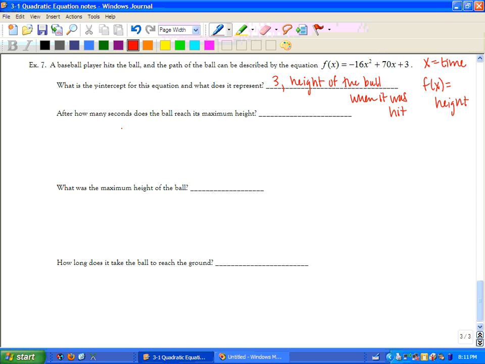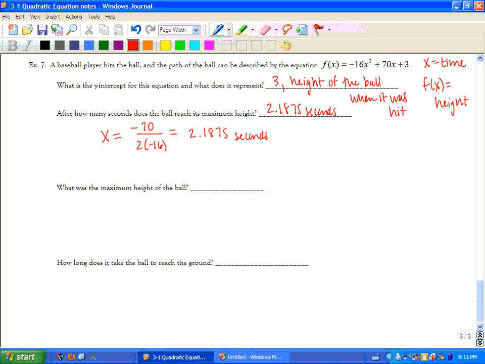And so if we want to figure out after how many seconds does the ball reach its maximum height, we know from looking at the graph, or from the equation, that the graph is going to be an upside down parabola. So if we find the vertex, that should be the maximum. So if we use our vertex formula, that's going to be negative b, which is 70, divided by 2 times negative 16. So basically you need to do negative 70 divided by negative 32, and I got 2.1875. And so that's going to be in seconds. If you want to fill it in the blank up here, you can.